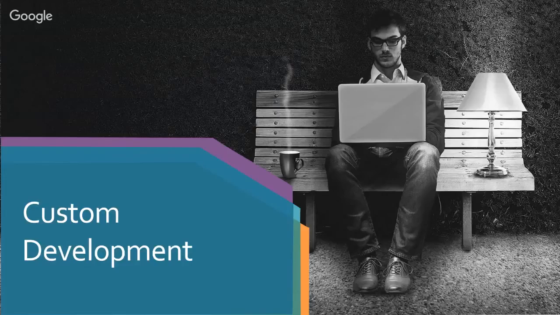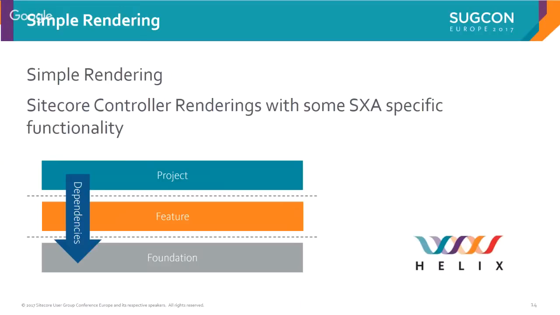So custom development. If those rendering variants really don't fit your use case, then it's obviously still possible to do custom development. Within SXA, we have different types of renderings you can create, components renderings. We have your basic simple rendering. It's just your typical Sitecore rendering. Apply the Helix principle since SXA is Helix compliant, and you can get quite far with it.